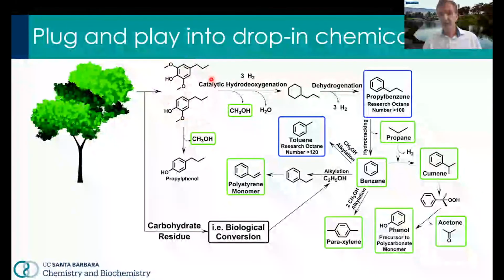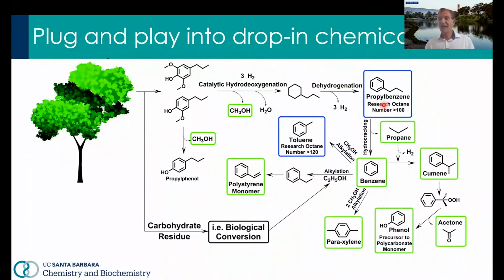Notice further catalytic hydrodeoxygenation of this can take us to propylbenzene. Cracking of propylbenzene can take us to benzene. That's now one of the principal aromatic molecules that we use in the chemical industry. So one can make toluene from benzene, and can make styrene by making ethylbenzene through alkylation reactions from ethanol and benzene. Of course, paraxylene can be made from benzene, as well as cumene, and from cumene, phenol.